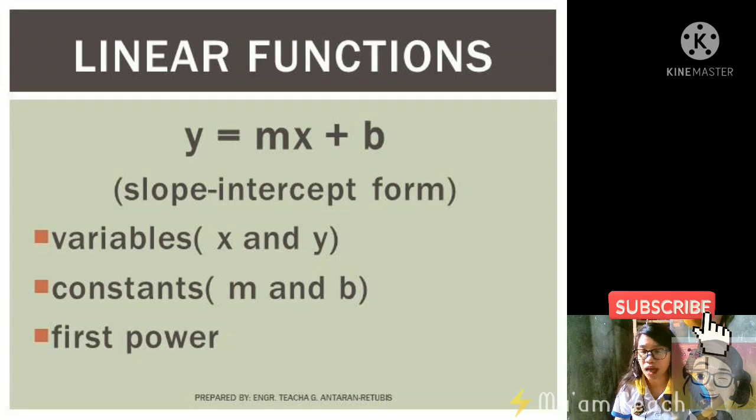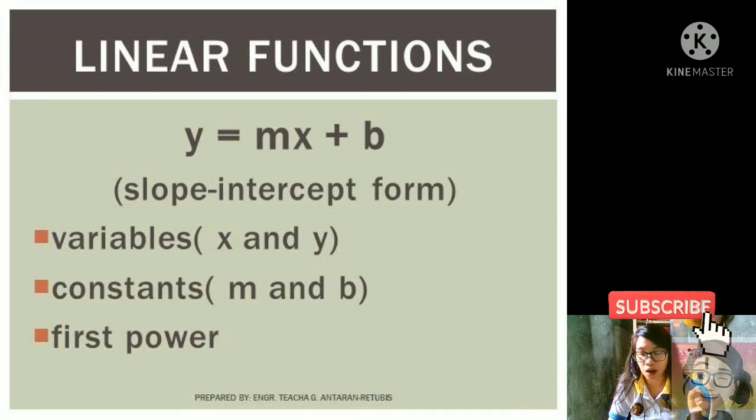So obviously our variables here are x and y. x is our independent variable, while y is the dependent variable, which means it's not fixed. It could have different values all the time. Now our constants will be the m and the b, which means they are numbers.